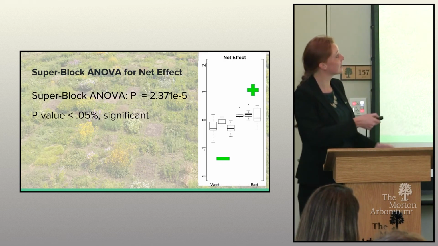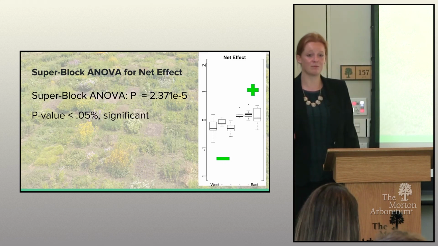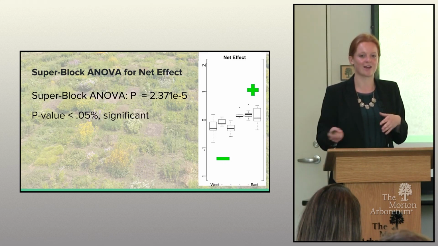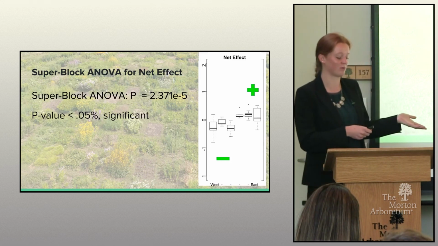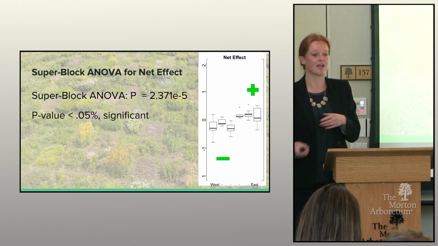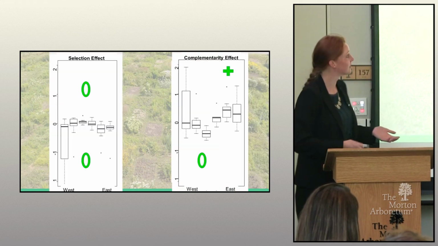We can see here that there's a positive net effect in the east superblock, which tells me that the mean health in the treatments in the east superblock is higher than in the treatments in the west superblock. That might be because of the harsher conditions found on the east side. It has a thinner A horizon, so less organic matter, and it was weeded less.